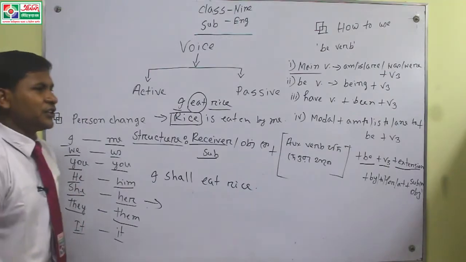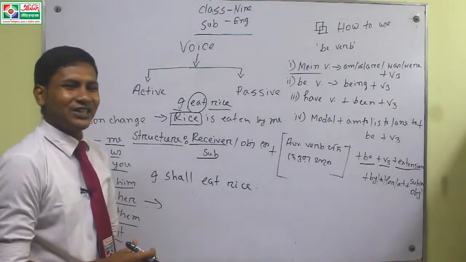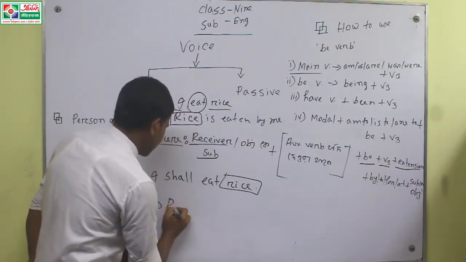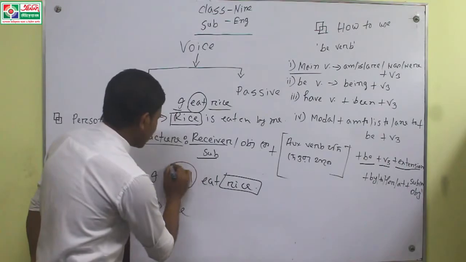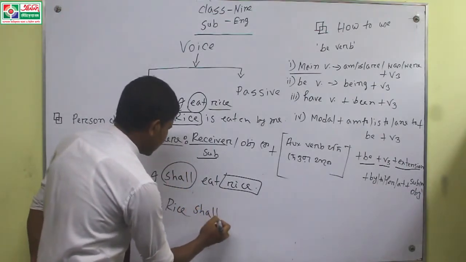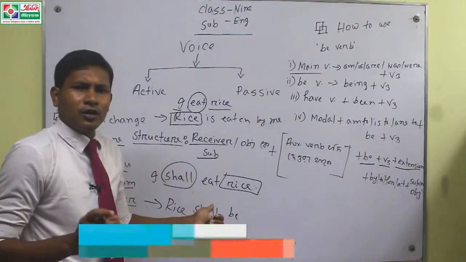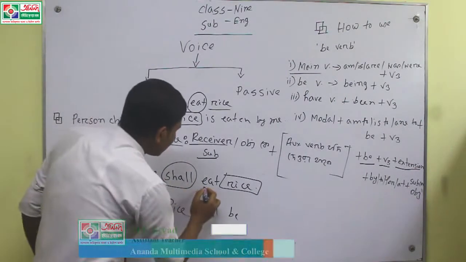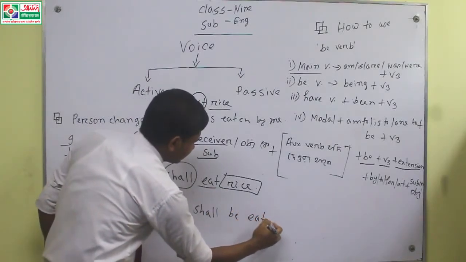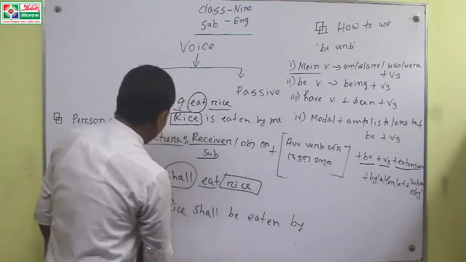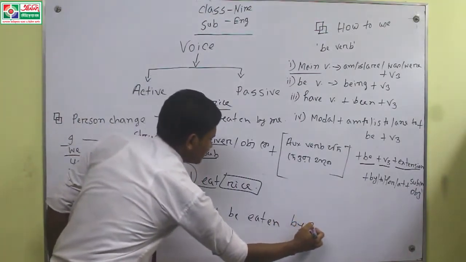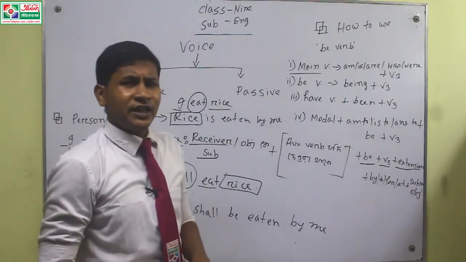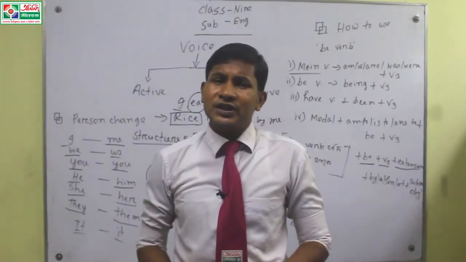I shall eat rice. So how to change it? It's very easy. At first we use here the object as subject, then the modal auxiliary shall, then be with no change. Be always remains unchanged here, then verb 3, eaten, then by plus the objective form of I, me. In this way we can change modal auxiliaries and am to, is to, are to, this type of words.